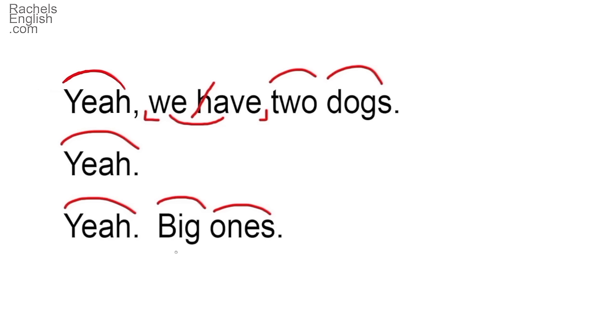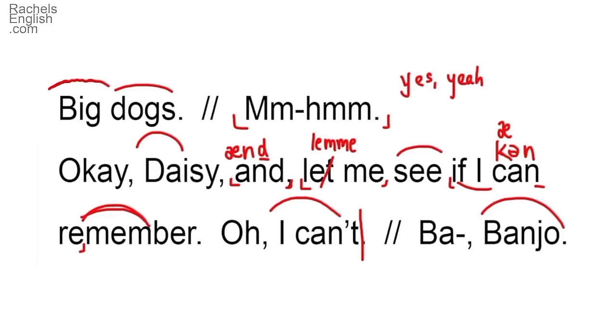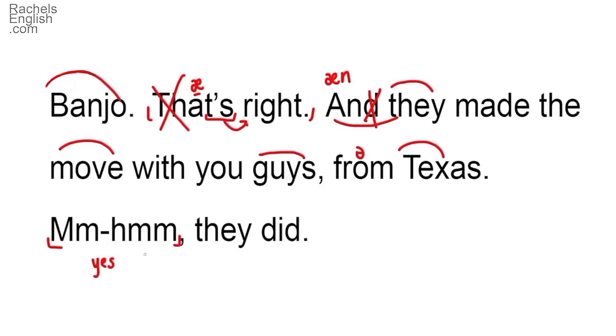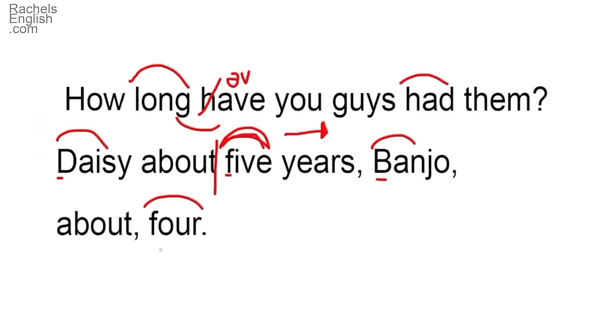Yeah, we have two dogs. Yeah. Big ones. Big dogs. Okay, mm-hmm. Daisy and let me see if I can remember. Oh, Banjo. Banjo, that's right. And they made the move with you guys from mm-hmm. Texas. They did. How long have you guys had them? Daisy, about 5 years. Banjo, 4.